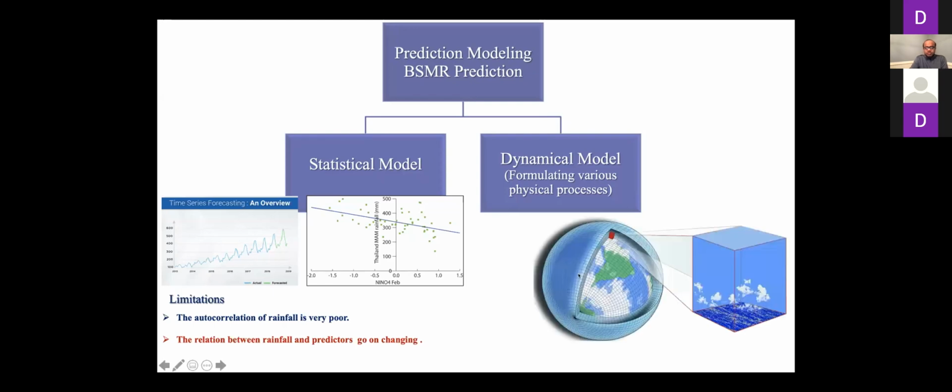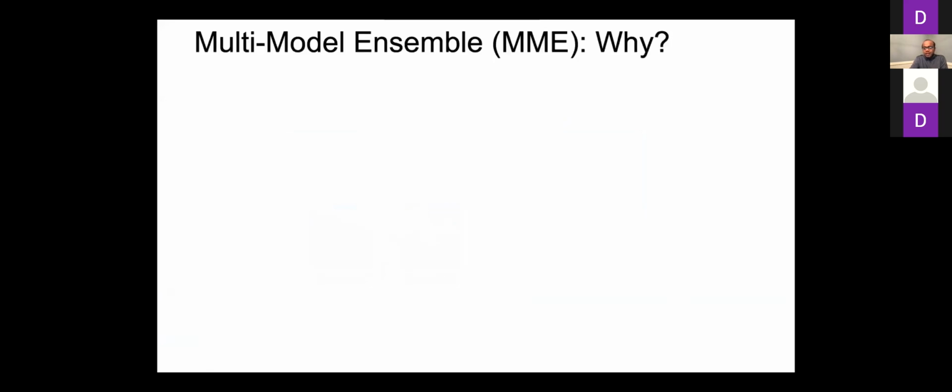So the alternative is physical process based general circulation models, and we all know nowadays how important it is to have some physical process based models, although they have some limitations. One of the limitations is that not one single model could have the answer we're looking for. So we need a multi-model.